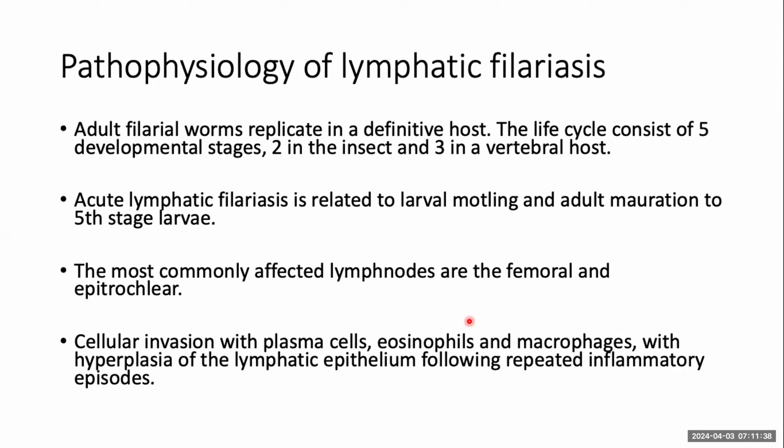So just a brief pathophysiology of lymphatic filariasis. Like I said, the adult worms replicate in a definitive host. There are 5 stages, which I've talked about. The most commonly affected lymph nodes are the femoral and epitrochlear, and there's usually an immune response to the presence of the antigens of the worms, not the worms themselves, with cellular infiltration with plasma cells, eosinophils, and macrophages, with hyperplasia of the lymphatic epithelium following repeated episodes of inflammation.